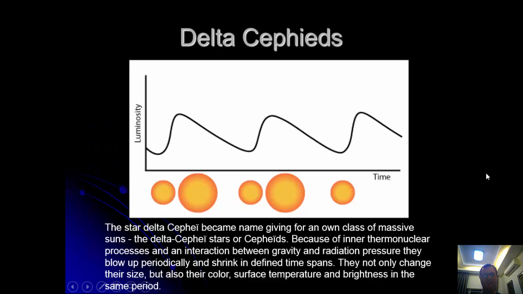As time went on, delta Cepheids were studied in more detail, and it is seen that the star delta Cephei, which obviously became a class of its own, went through a process because of the inner thermonuclear process and the interaction of gravity and radiation pressure that caused them to blow up periodically and shrink in defined times. They not only change their size but also their color, surface temperature and brightness, and therefore there's a change in luminosity over a regular sequence. So here's an example over time. We can see the luminosity goes up and down, up and down.